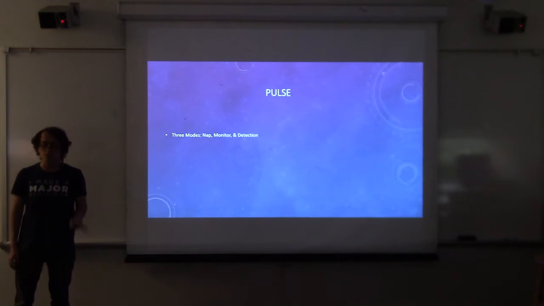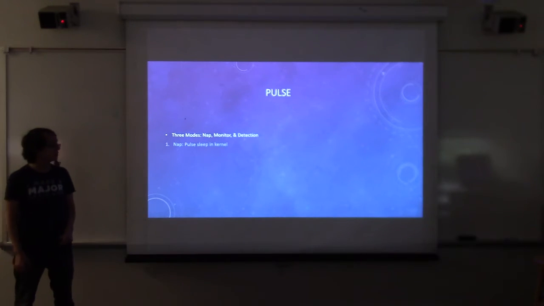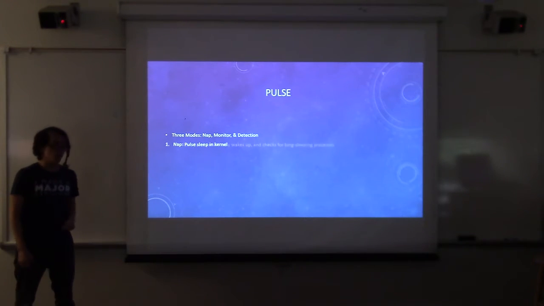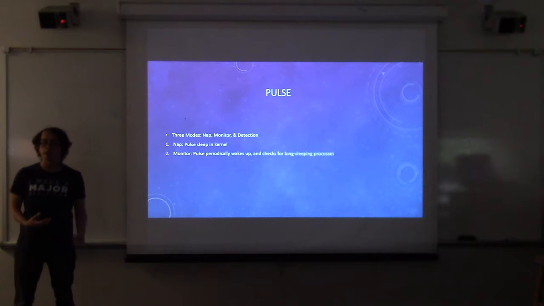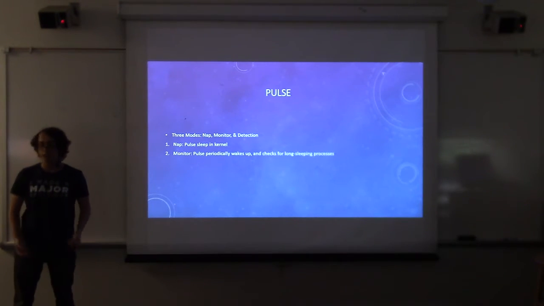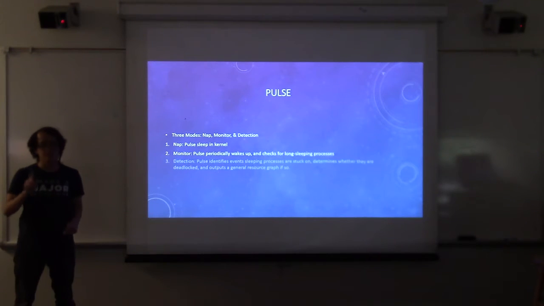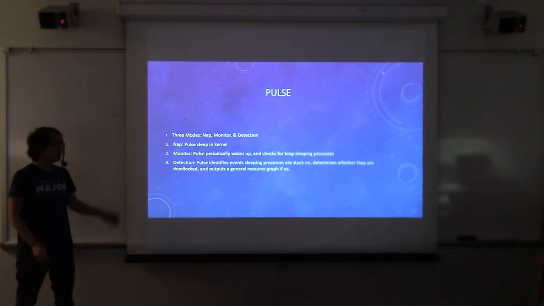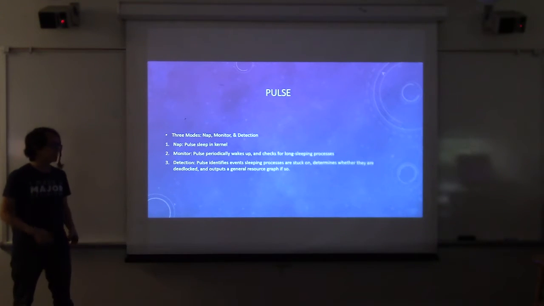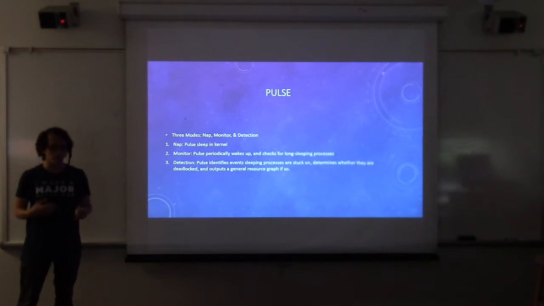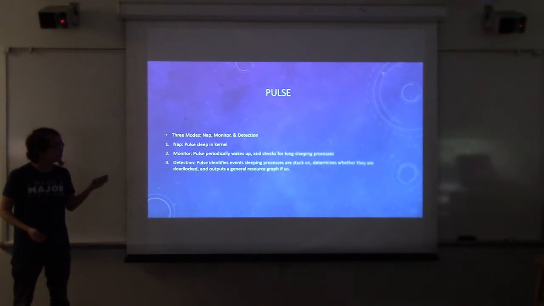So Pulse has 3 modes. It has nap, and what nap does is it makes Pulse sleep in the kernel. Then it has monitor, and what monitor does is periodically Pulse will wake up and it will scan all of the available processes to see if any are idling or stalling or asleep. If it detects any processes that are doing so, then it enters detection mode. And what this does is it then identifies events that are holding up the sleeping process, and then it determines whether they're causing a deadlock or not. After that, it outputs a general resource graph for programmers to verify deadlock and fix it.